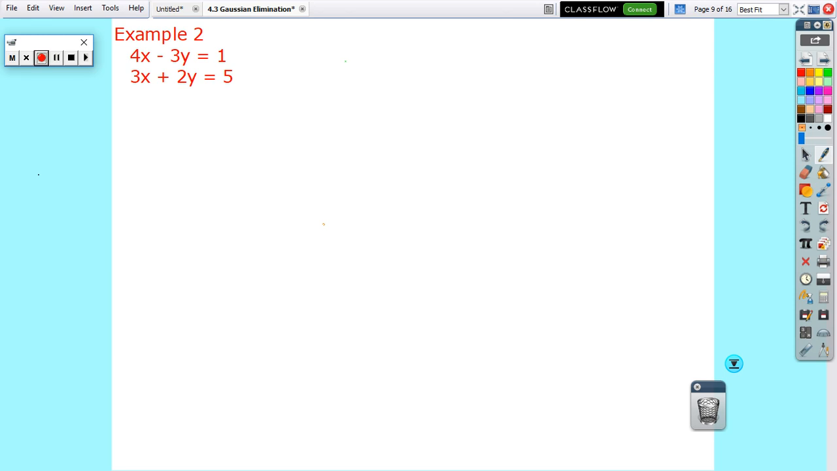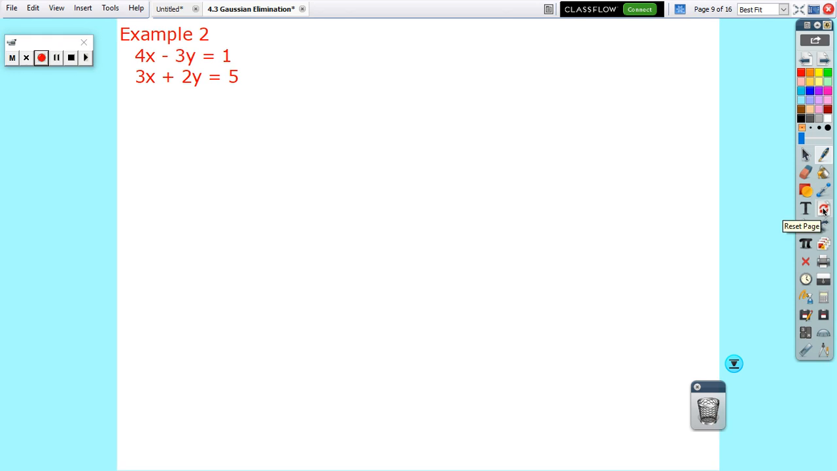Here is your extra example. So if you remember from class today, the very first thing that you want to do is set up your augmented matrix. So across the top, 4, -3, 1, and across the bottom, 3, 2, and 5.